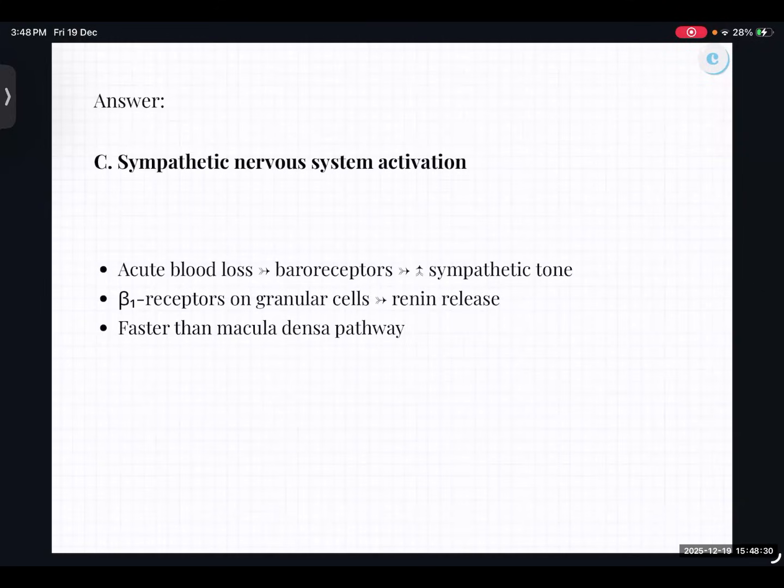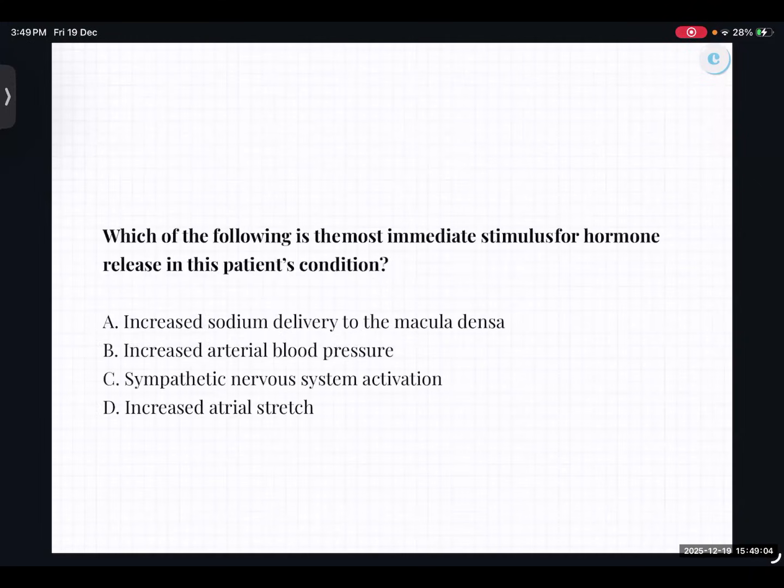Because in acute blood loss, there are baroreceptors that are different from the ones that we just talked about that increase the sympathetic tone. And when this sympathetic tone is increased, we do have beta 1 receptors on the granular cells. And the response to this stimulation is that these cells start releasing renin. Okay? It is faster than the macula densa pathway because, again, it's the nervous system. Just memorize it, and I hope it's clear that the nervous system is the fastest acting. Okay?